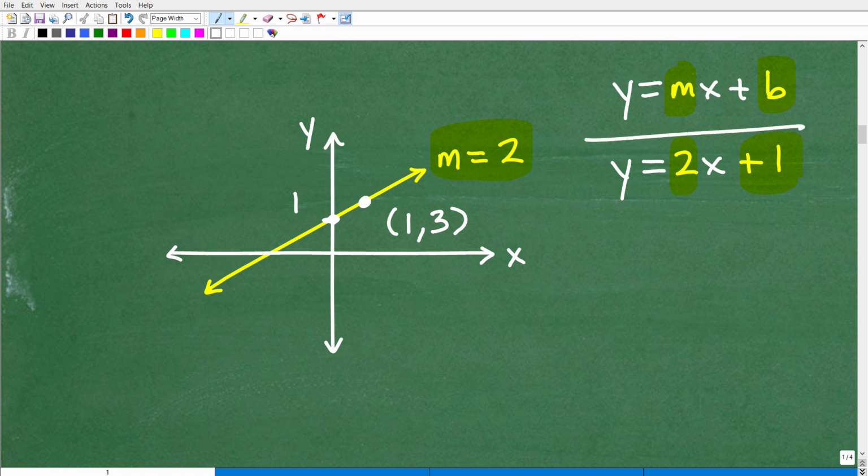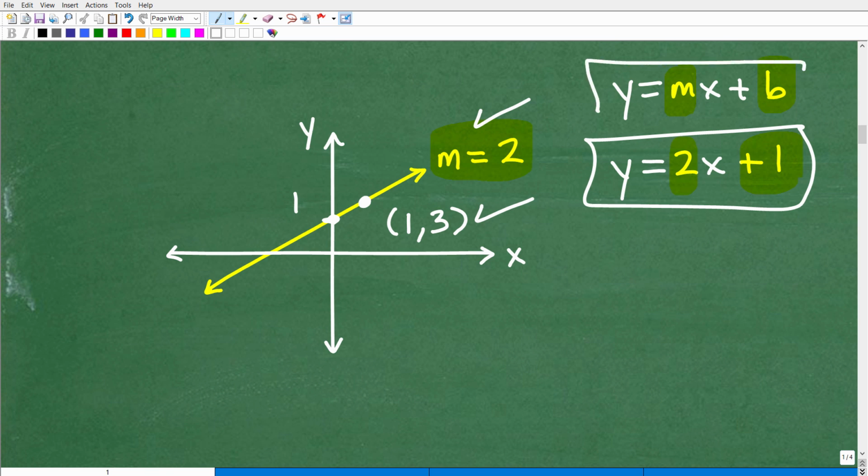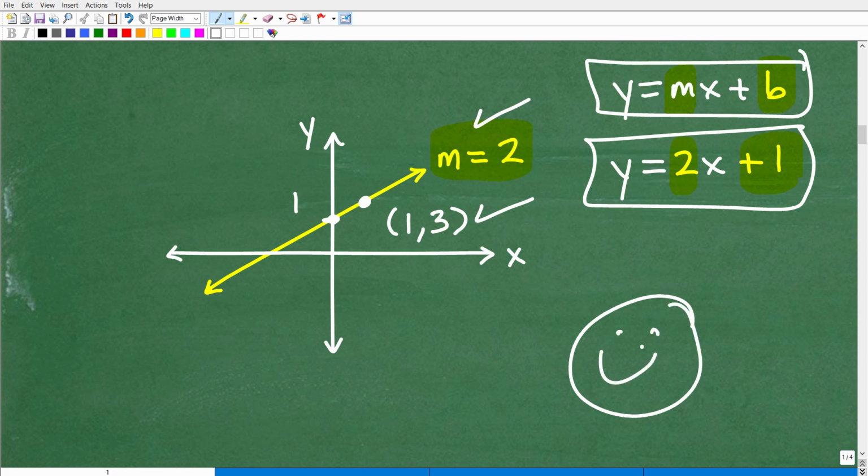So this is the linear equation. This is the equation of a line that has a slope of 2 and passes through the point (1, 3). Okay, so did you get this right? If you're able to do this all by yourself, even if you used the slope-intercept form, I must go ahead and give you a lovely little happy face.